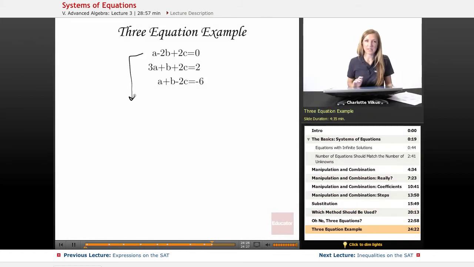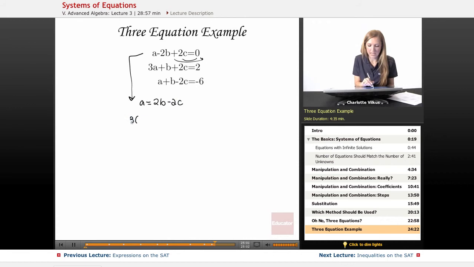Here we want to follow the steps that we just outlined. So we want to solve for one of the variables in terms of the other two. Since in our first equation we just have 1a, it would be really easy to use that one as the variable that we're going to solve for. So we bring the other two over to the other side, and we have 2b minus 2c is equal to a.